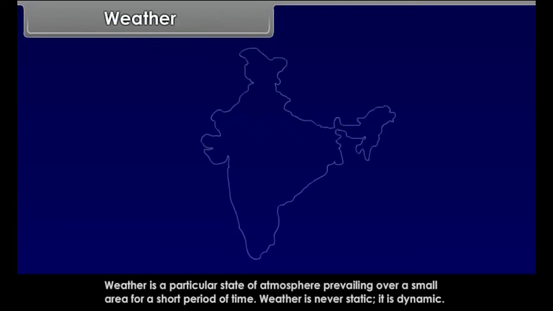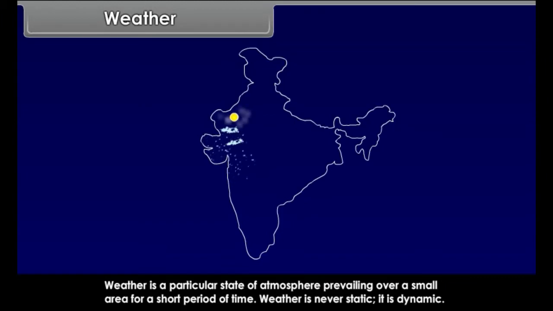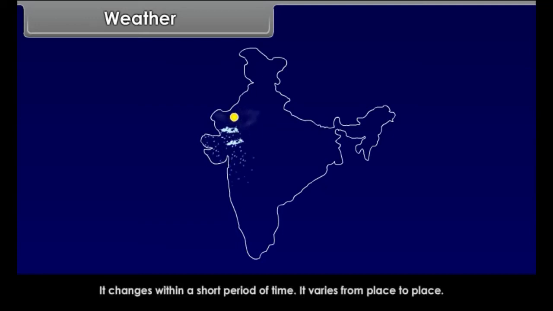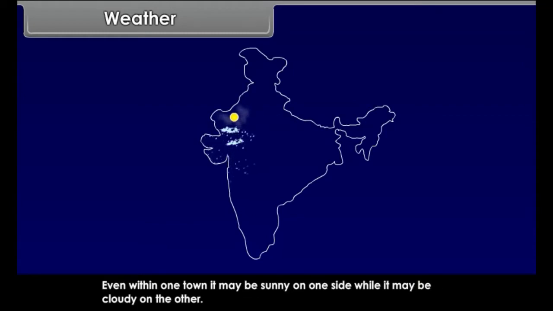Weather. Weather is a particular state of atmosphere prevailing over a small area for a short period of time. Weather is never static, it is dynamic. It changes within a short period of time. It varies from place to place. Even within one town, it may be sunny on one side, while it may be cloudy on the other.